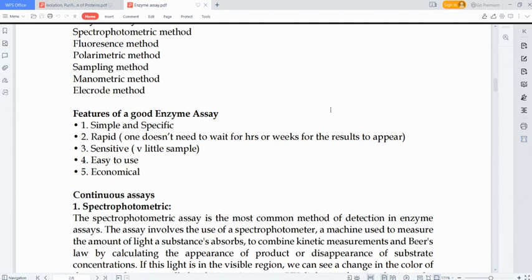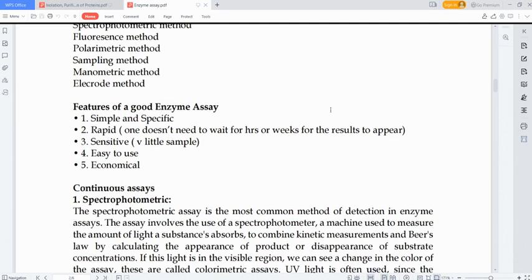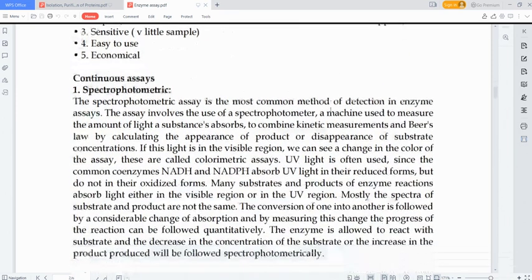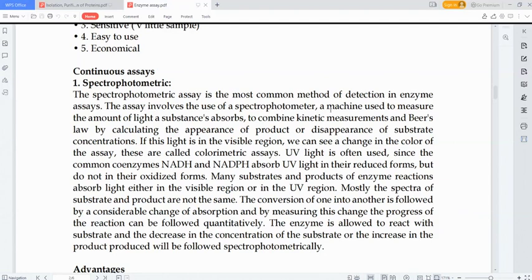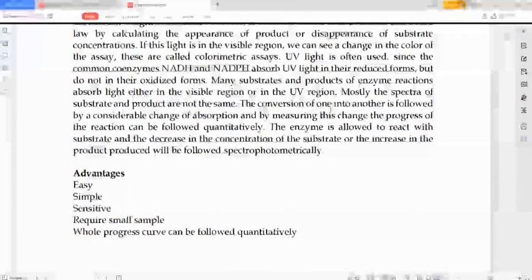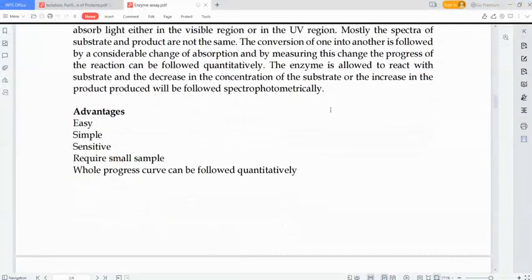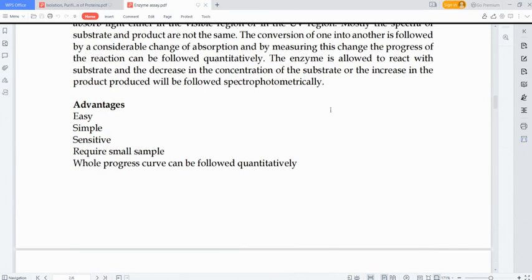It must be simple and specific. It must be rapid. It's something that you can do quickly. It must be sensitive, which means you have to use very small samples, and it has to be easy to use and also economical. Okay, well, you can actually see the use of spectrophotometer. I'm not going to teach you that, but you have to look at the advantages.